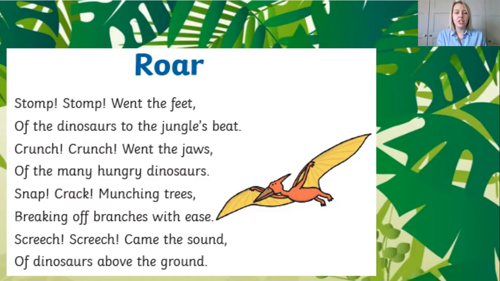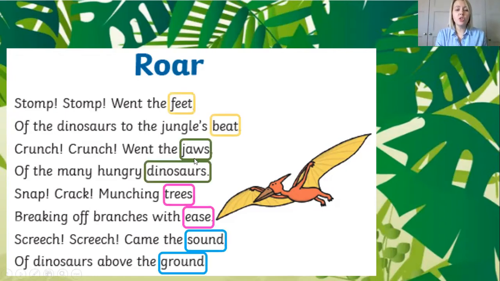Okay, here comes our next one. Snap, crack, munching trees, breaking off branches with something that rhymes with trees, ease. Trees and ease. Screech, screech came the sound of dinosaurs above the ground. Well done if you could spot and hear those rhyming words. So if you have a look at our poem, the end of each line, we've got our rhyming words here. So first of all, we've got feet and beat. Then we've got jaws and dinosaurs. Then we've got trees and ease.